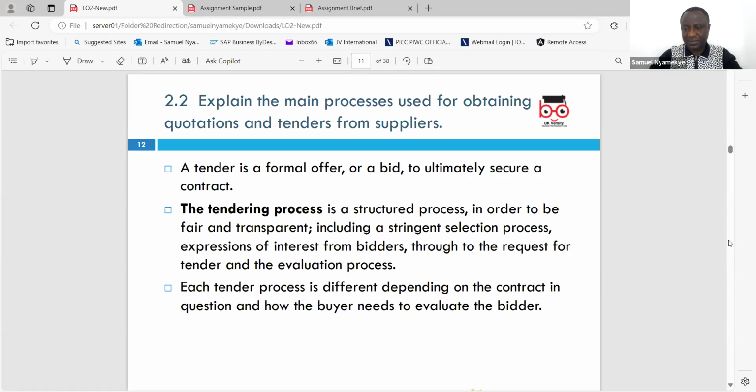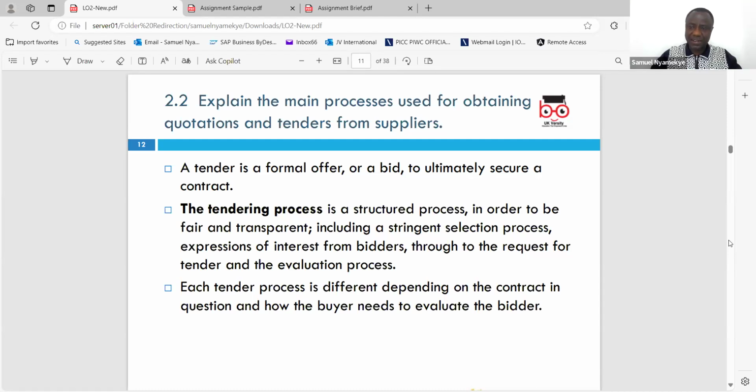Go on. The tender emanates from the customer, right? The request for quotation. Yeah, the request for quotation emanates from the customer. Okay. Yeah, that's right.